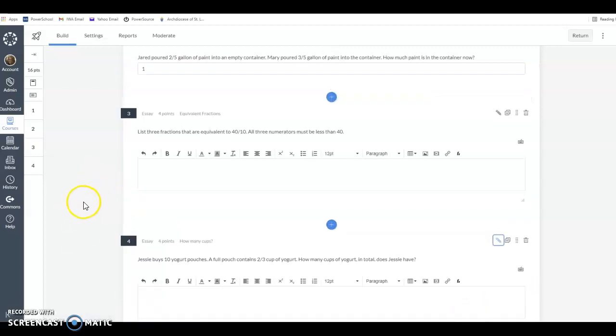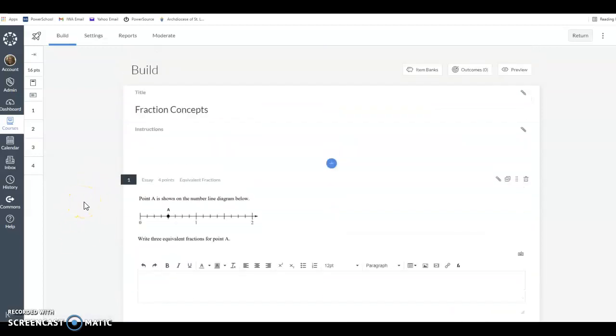So this was very eye-opening on the different things that you can do with tying in the standards and using the item banks, and it was all very interesting to me. So thank you very much for this course. I really enjoyed it. Thanks.